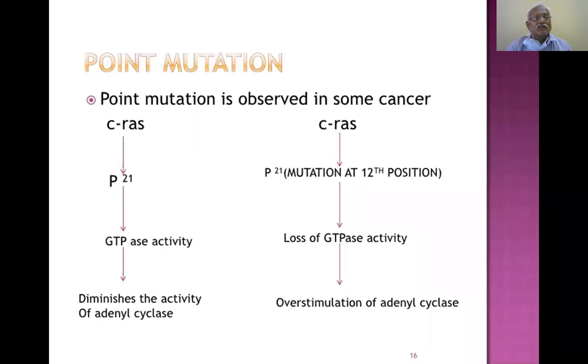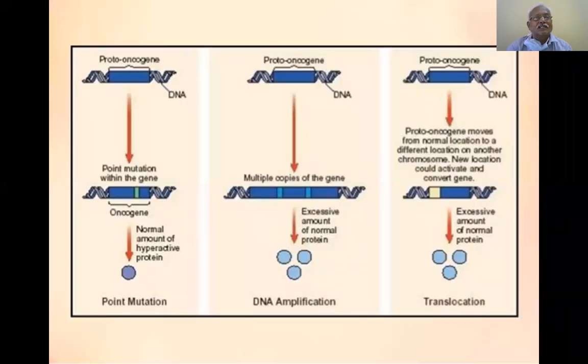Then point mutations. The c-RAS gene with p21. A mutation at the 12th position will lead to RAS mutation, and loss of GTPase activity will be there. Once the GTPase activity is lost, overstimulation of adenylyl cyclase will take place, and that will lead to cancer. So this is the proto-oncogene. The proto-oncogene will be incorporated into DNA, and then moves from its normal location to a different location on the chromosome, producing an excessive amount of normal protein. That is the ultimate picture of translocation.